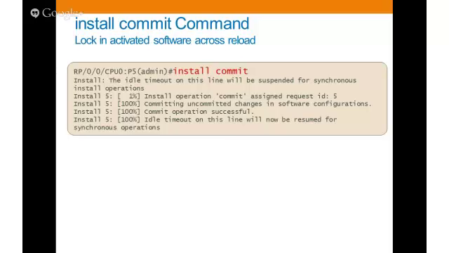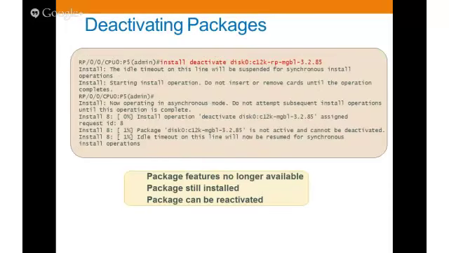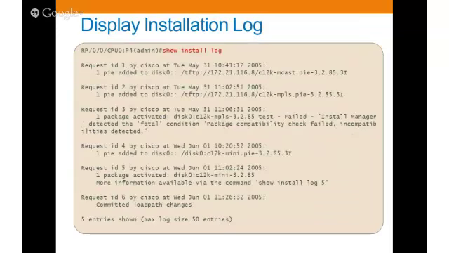Now, some of the PIE files would need a reload of the router, some don't. It's listed there on the Cisco website which ones need a reload. Deactivating, again simple. You just have to put install deactivate, but remember it's just that the feature is no longer available, but it is still installed and it can be reactivated anytime you want. You can always look at the installation.